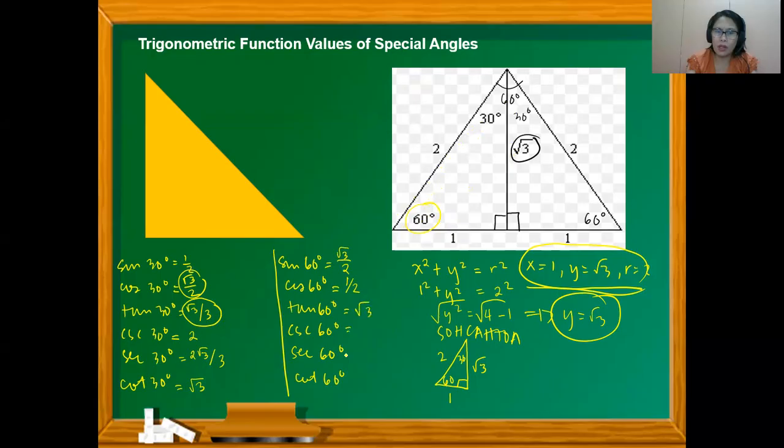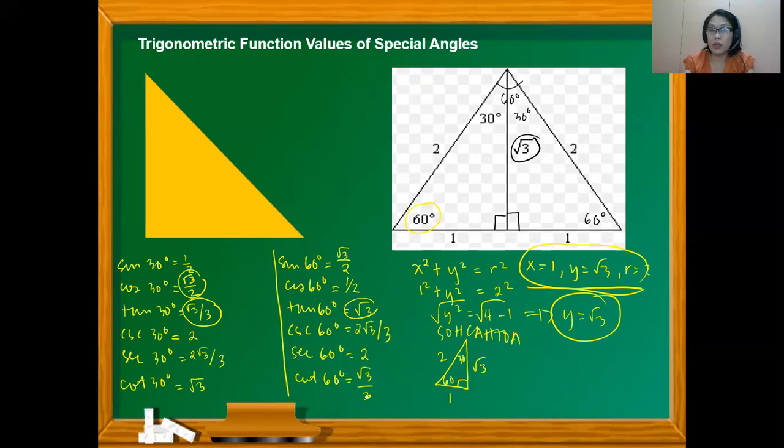And then work on the reciprocals. Cosecant 60 should be 2 square root of 3 over 3. With secant, the reciprocal of 1 half is 2. And then cotangent 60 is 1 over square root of 3, or square root of 3 over 3.